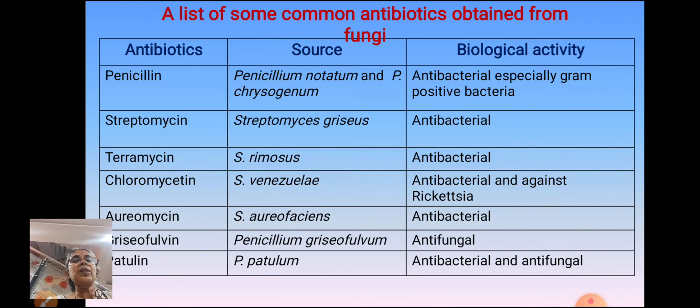Aureomycin is obtained from Streptomyces aureofaciens and it is antibacterial. Griseofulvin is obtained from Penicillium griseofulvum and it is antifungal. Patulin is obtained from Penicillium patulum, which is antibacterial and antifungal. So, this is a list of some important antibiotics obtained from the fungi.